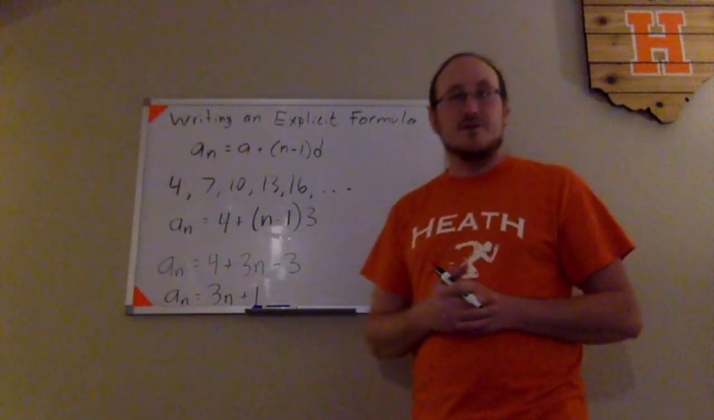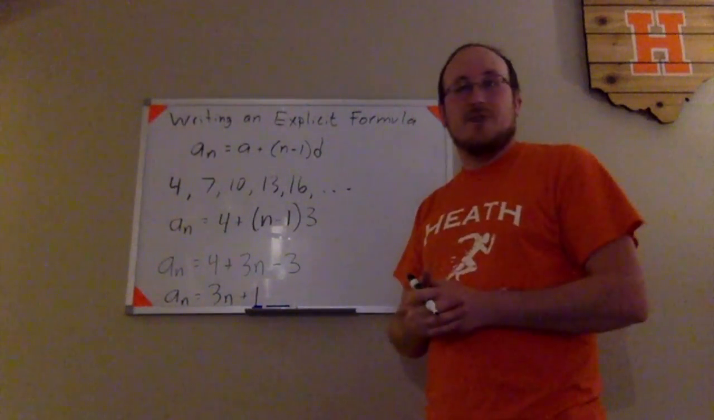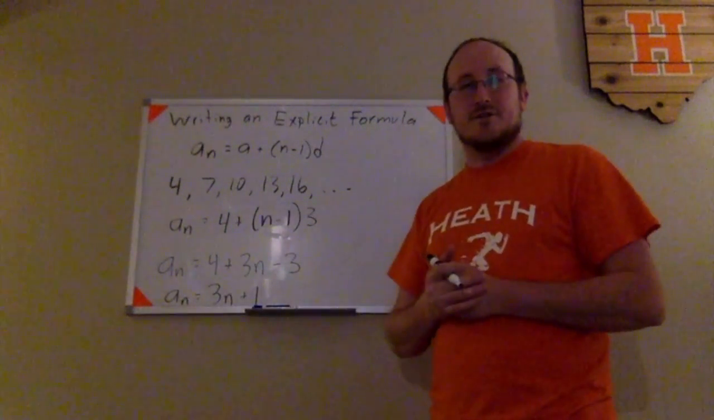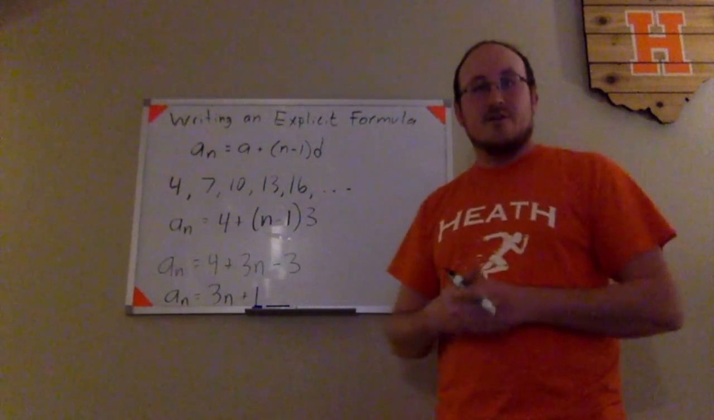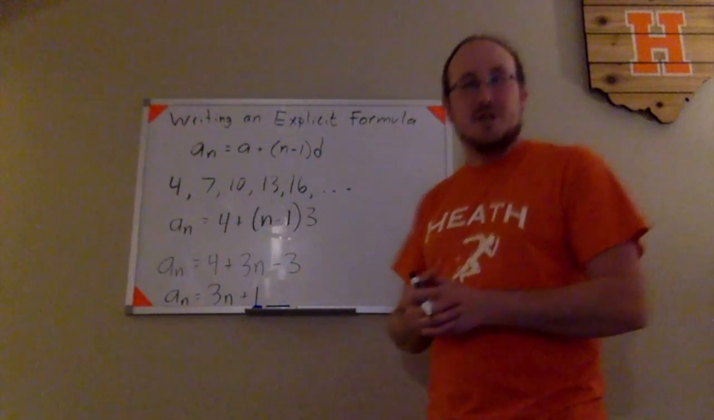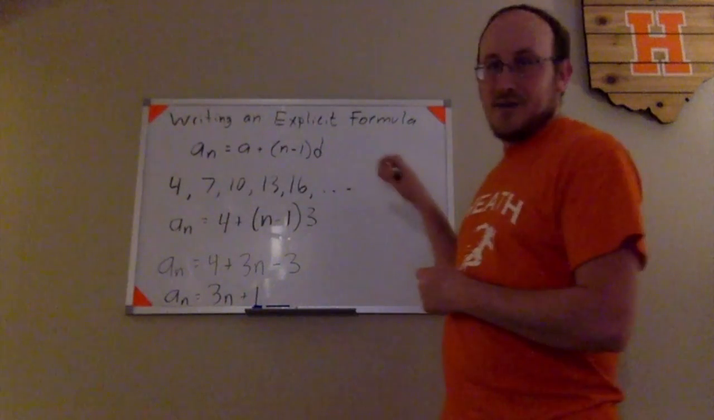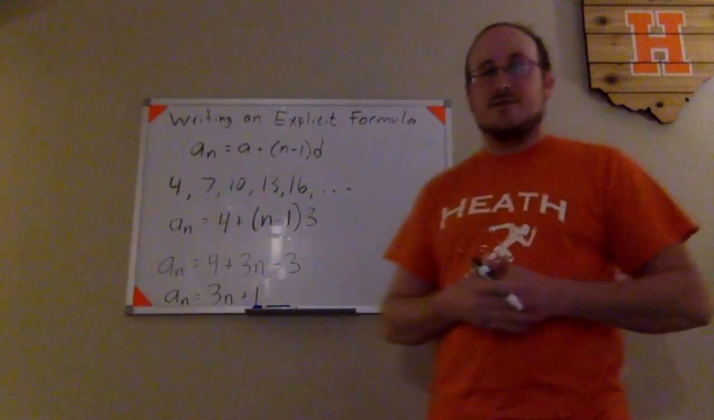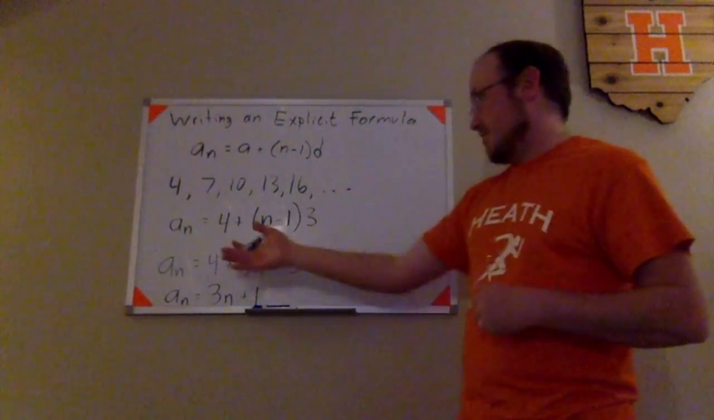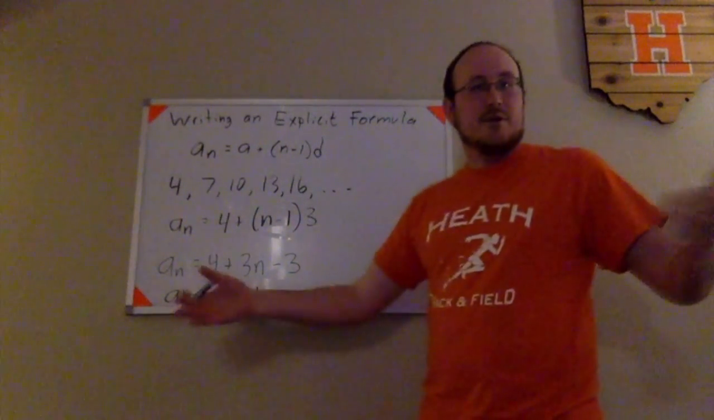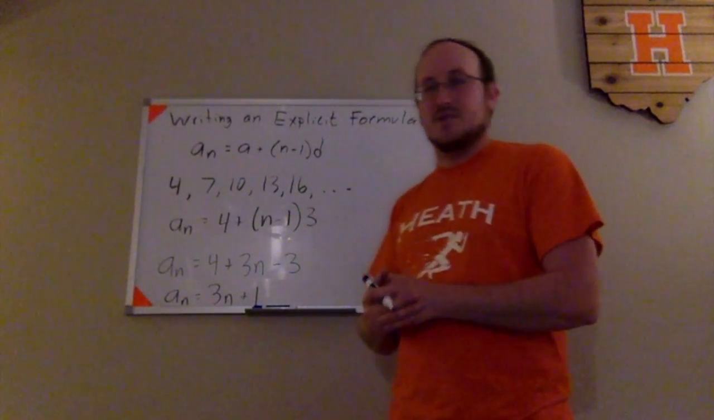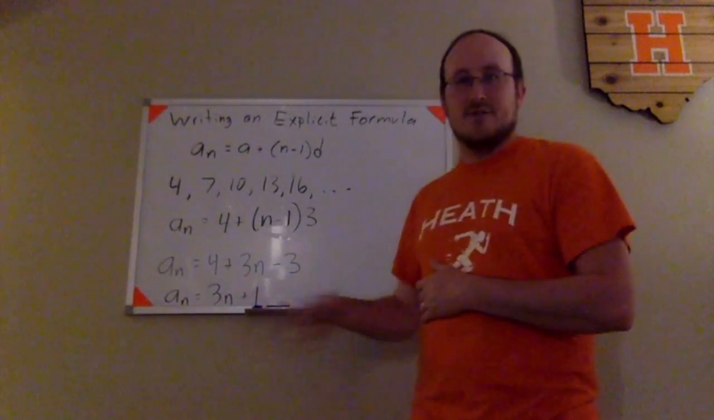So this can be very useful if you happen to want to find a term significantly later on in the sequence. For instance, if I wanted you to find the 375th term of this sequence, I certainly wouldn't want to write this out by adding 3 until I get to the 375th term of the sequence. But I could just plug 375 in for n, and I would know what the 375th term of this sequence is pretty quickly now that I have this explicit formula.